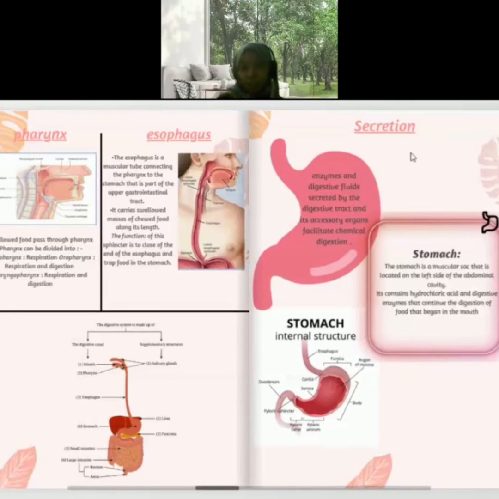Next, we have secretion. Basically, secretion contains enzymes and digestive fluid secreted by the digestive tract and the stomach. The stomach is a muscular sac that is located on the left side of the abdominal cavity. It contains hydrochloric acid and digestive enzymes that continue the digestion of food that began in the mouth.